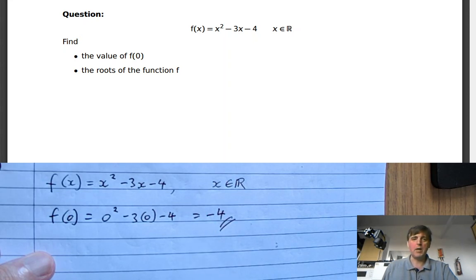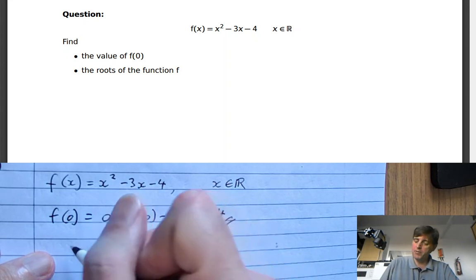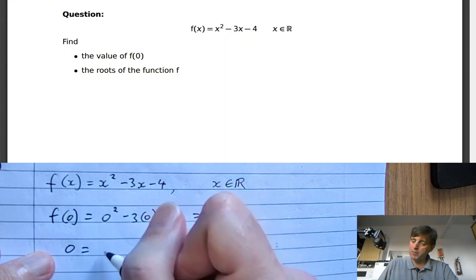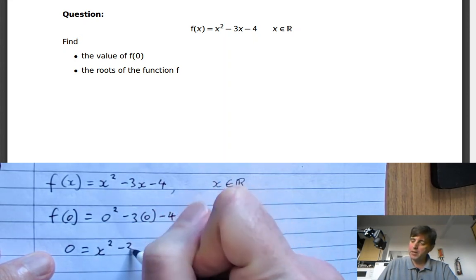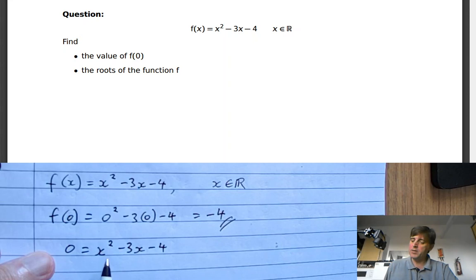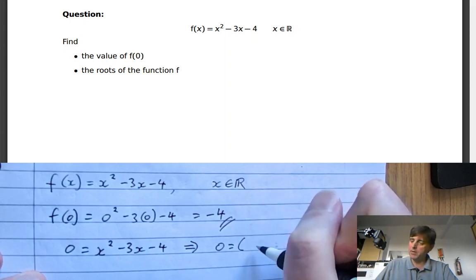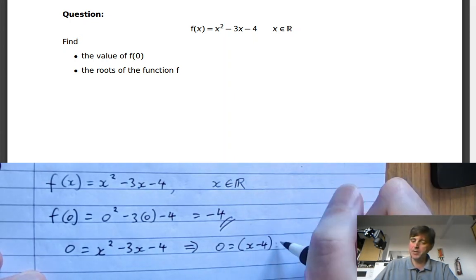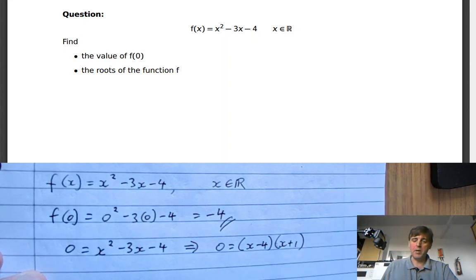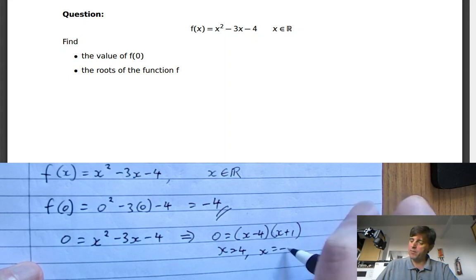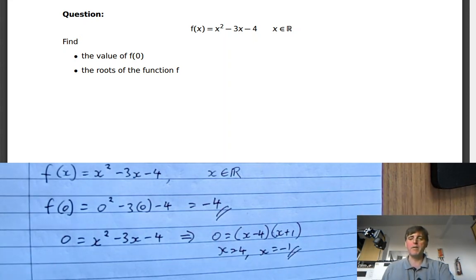Okay, so let's move on to look at the roots of the function. Now, do you remember what the roots of the function are? The roots of the function were the input values which give us an output of 0. So what we want to do is find any values of x where when we feed it into the function, we get an output of 0. So we just end up with a quadratic equation to solve. Now, I solved this one by doing a bit of factorizing. And I got my answers here that x equals 4 and x equals -1. So those are my two roots of the function.